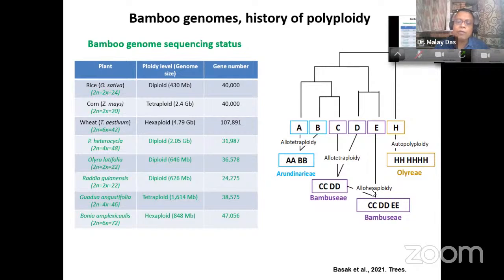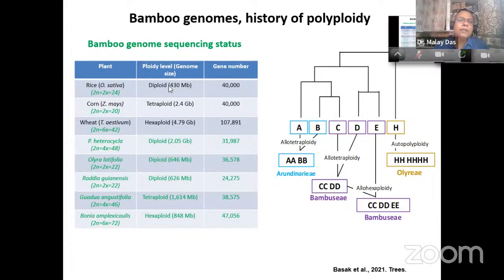and produce these four major lineages. One is Olyreae... One is ordinary, which is composed of AABB. Then bamboo C is composed of CD. Bamboo C is composed of C, D, and E, while Olaida is composed of the H genome.